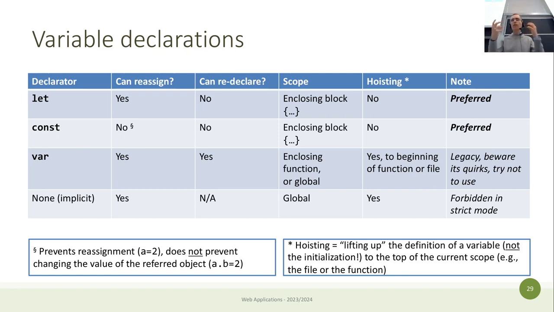But the fact is that you can redeclare it. So you say var ABC, and then later in the program you say var ABC again. And you go back to the problem that I said before: you declare two things with the same name, so it's probably an error. But since var allows this, the JavaScript interpreter doesn't say anything. Okay? It's up to you.